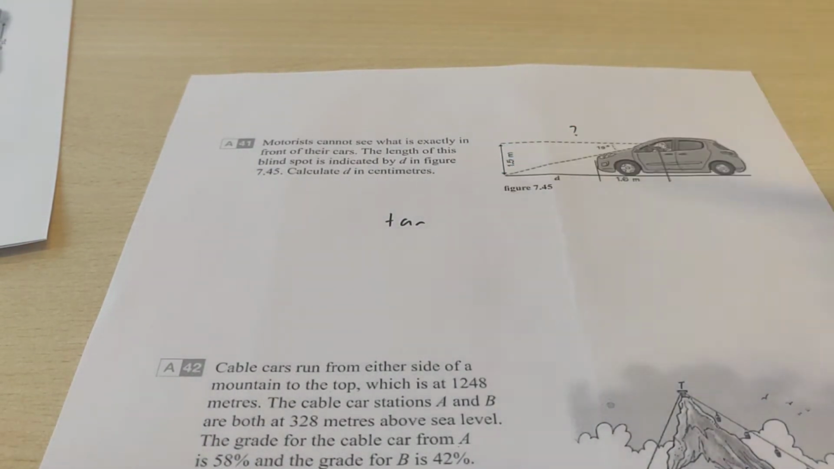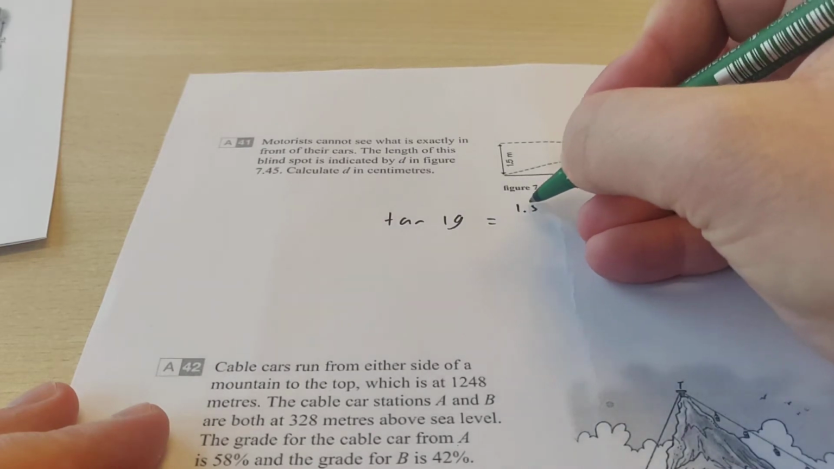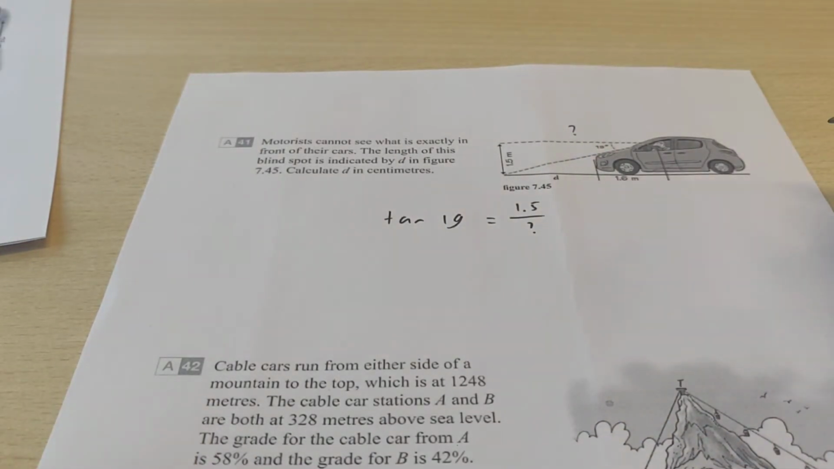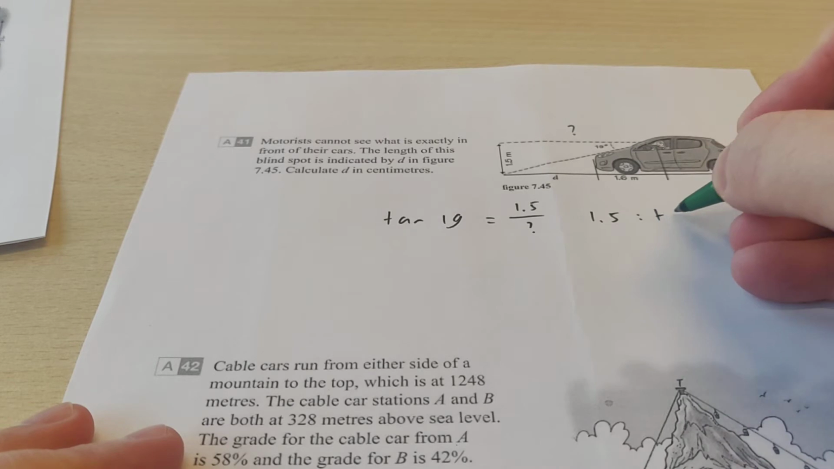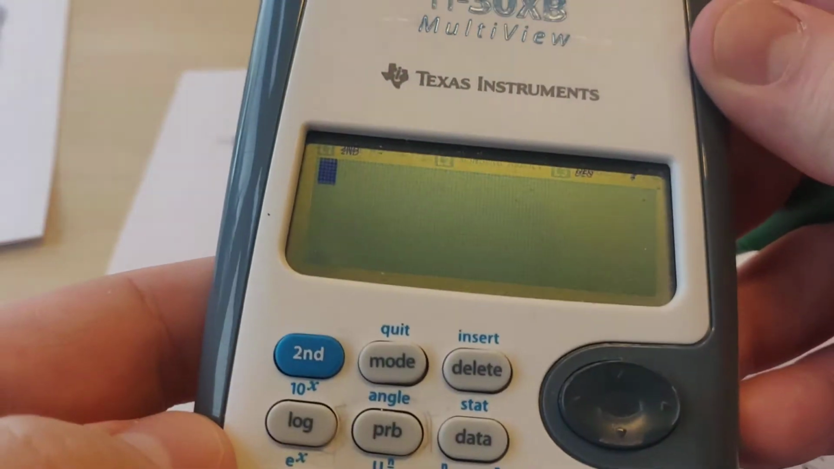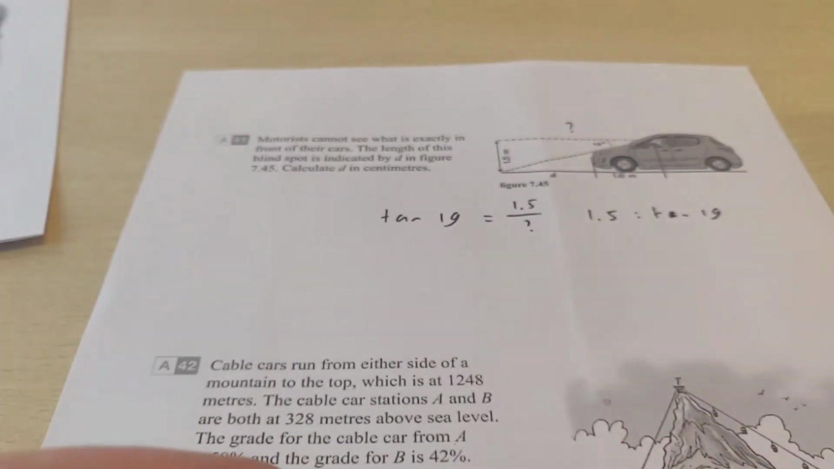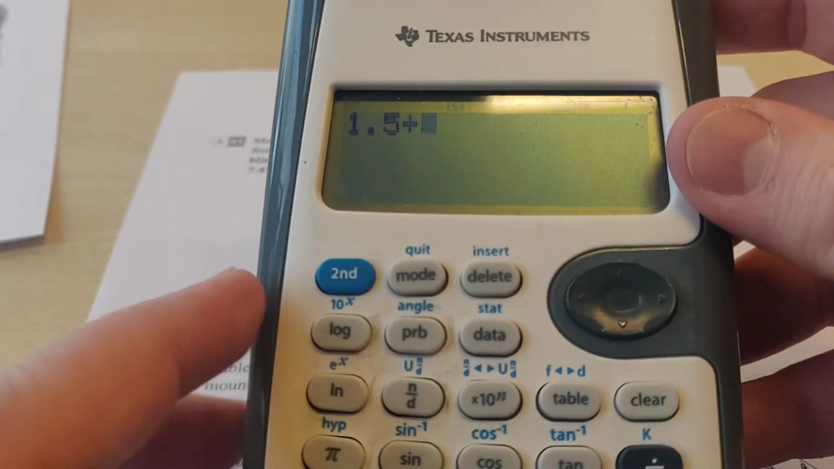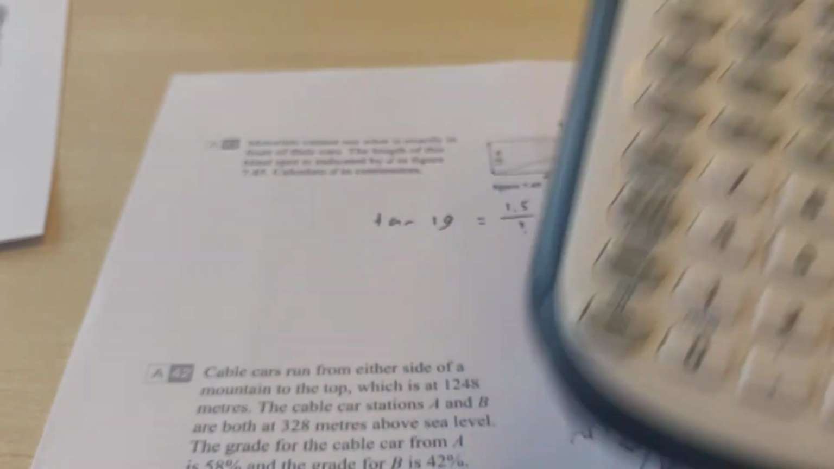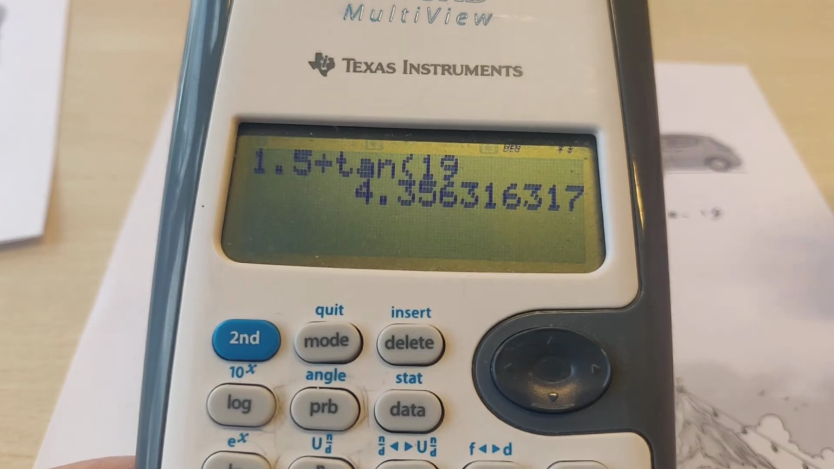Also, I made a video about when to use tan, sine or cosine, so if you don't know, you can watch that video. I'm going to write down tan 19 is the opposite side divided by the adjacent side, which you don't know. So we're going to do 1.5 divided by the tangent of 19, and then let's see what we get. So here I have the calculator. We need to do 1.5 and then divided by the tangent of 19, was it? Yes. Okay, so then we get 4.36.